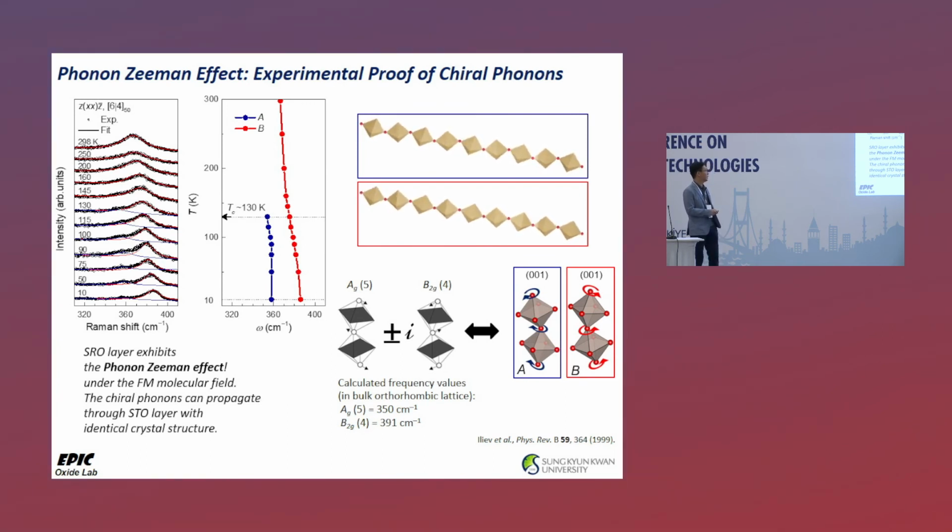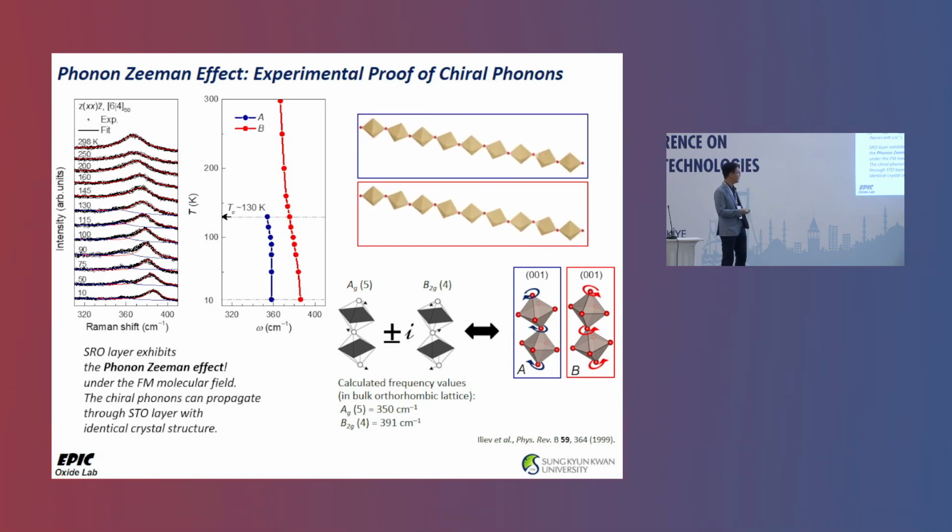There's only magnetic ordering below 130 Kelvin, and there's no way that these phonons can be separated by anything else. But what you actually see is that below 130 Kelvin, there is a ferromagnetic ordering, and there's an internal molecular field that acts as a magnetic field applied to these phonons. And if a magnetic field is applied, these types of chiral phonons can emerge, and depending on the polarization, they can have additional energy or lesser energy from their original state.